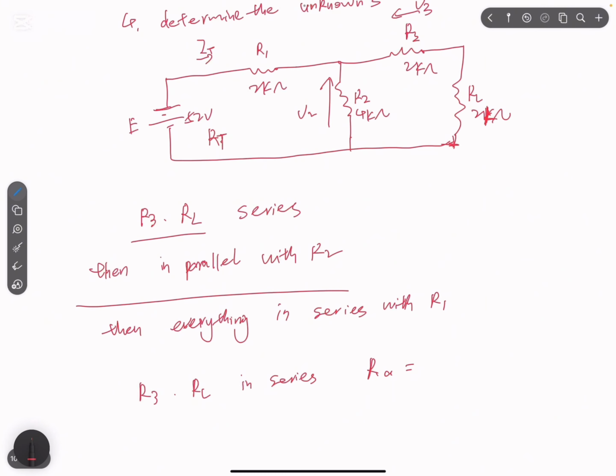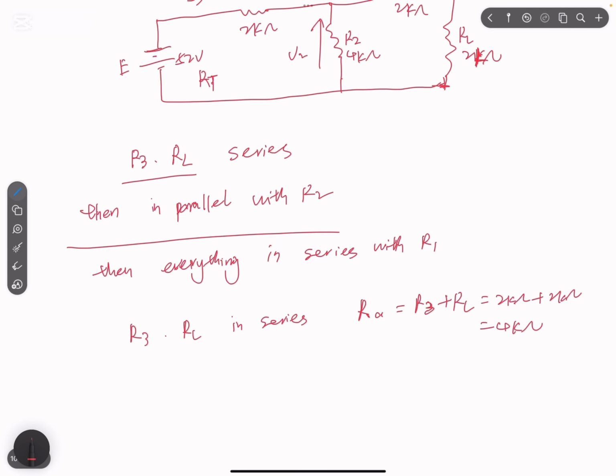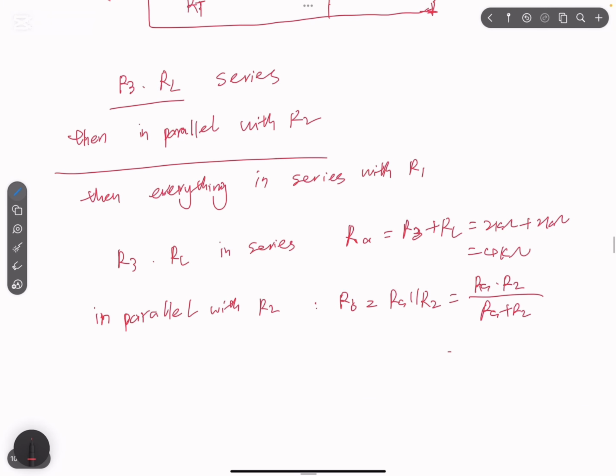So let's say RA equals R3 plus RL. That will be 2 kilo ohms plus 2 kilo ohms. That will give us 4 kilo ohms. Then in parallel with R2. So let's say RB equals RA parallel with R2. That will be RA times R2 divided by RA plus R2. Since they have the same number, 4 times 4 divided by 4 plus 4, that will give us 2 kilo ohms.